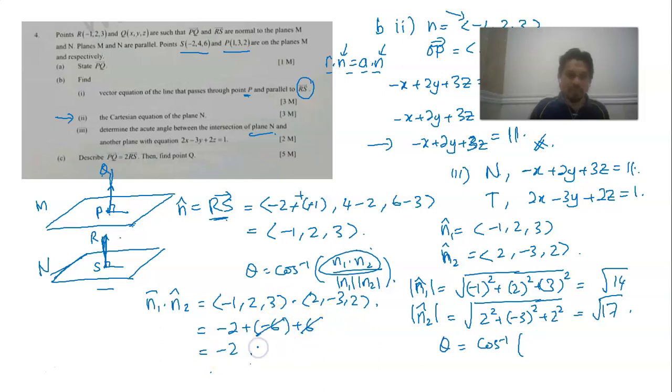It is -2 here. Because the value is negative, we are going to come up with a positive. For this part, it must always be positive. So that's why it comes out with 2. So 2 divided by the square root of 14 and the square root of 70, and this will give you 97.4 degrees. So the acute angle.